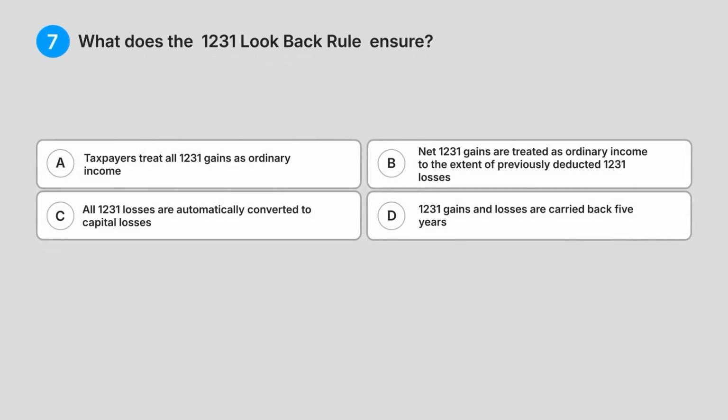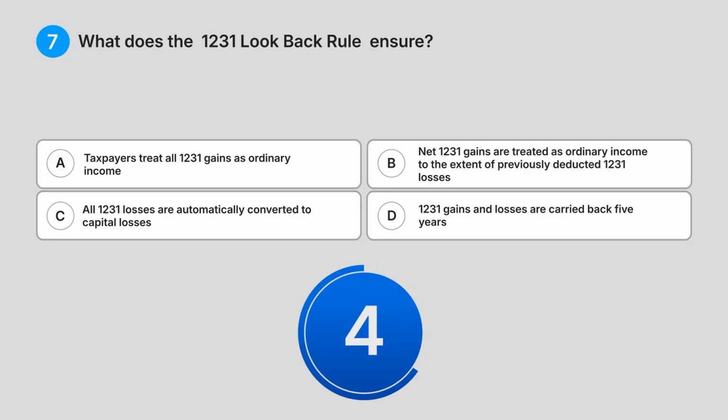7. What does the 1231 look-back rule ensure? A. Taxpayers treat all 1231 gains as ordinary income. B. Net 1231 gains are treated as ordinary income to the extent of previously deducted 1231 losses. C. All 1231 losses are automatically converted to capital losses. D. 1231 gains and losses are carried back 5 years. Do you know the answer?